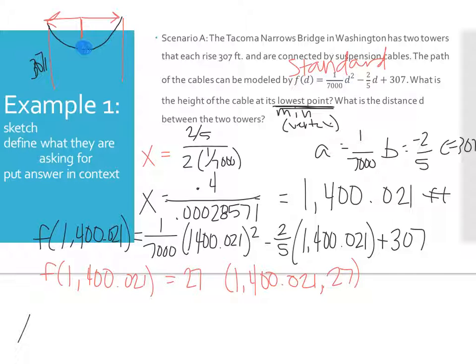All right, so we can answer the first question, saying the lowest part of the cable is 27 feet high.